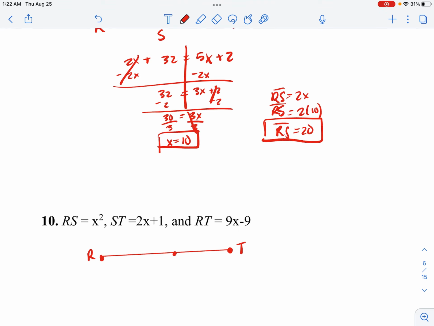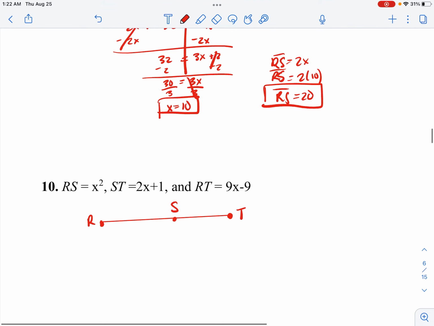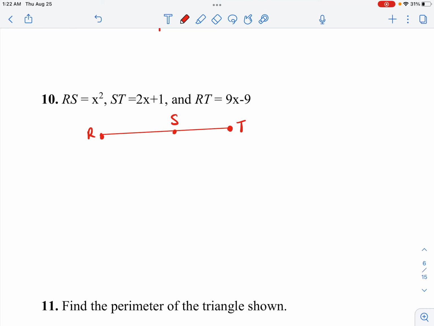T, and then I'll put S somewhere in the middle. Doesn't have to be exactly in the middle. And let's do some labeling. RS is x squared. ST is 2x plus 1. And then RT is 9x minus 9. So that is that length.